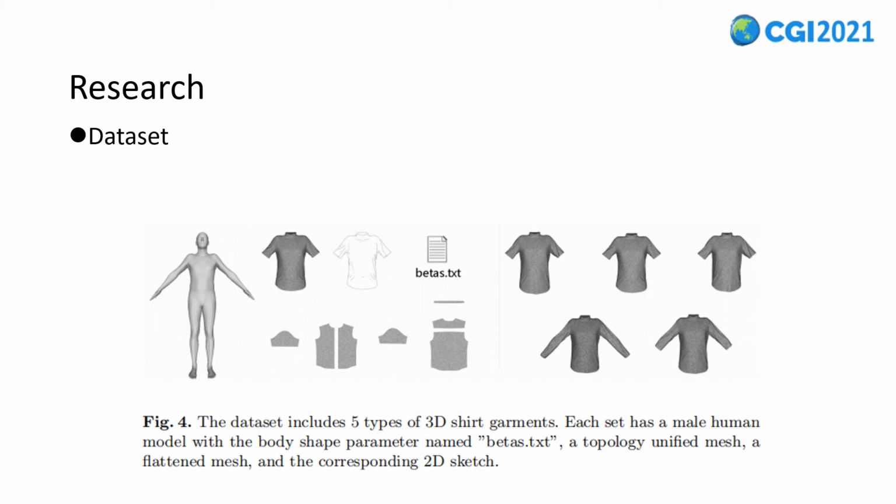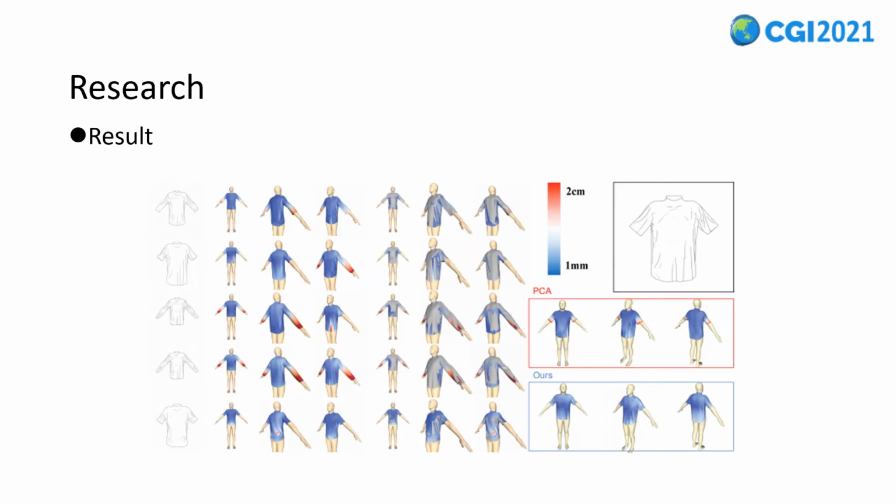3,730 sets of data. Figure shows an example in our dataset. Each set of data contains a 3D garment mesh, a corresponding flattened mesh, a sketch image, a 3D male body mesh, and its body shape parameters. This is the result of 3D garments generated for the test dataset.